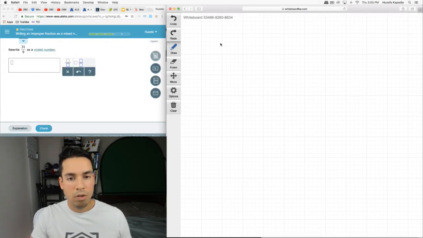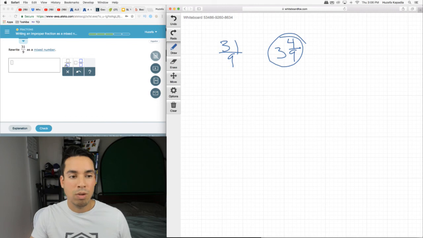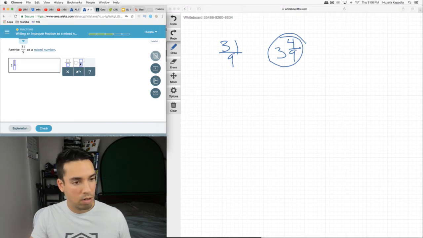Last one, 31 over 9. How many 9s can we pull out of 31? Maybe a little tougher. We can pull 3 out, right? Because 3 times 9 is 27. So we can pull out 3, which is pulling 27 out of 31, leaving 4. So it's 3 and 4/9.